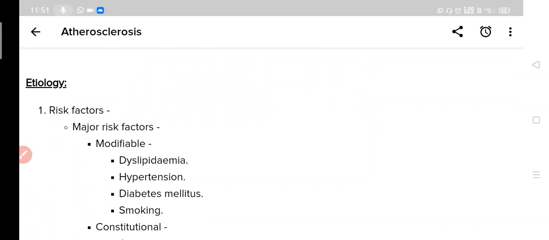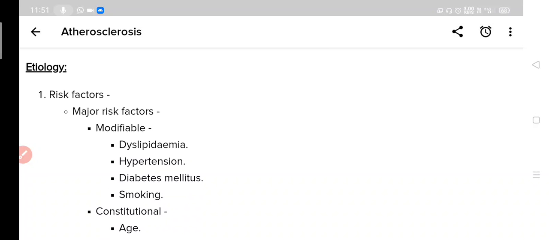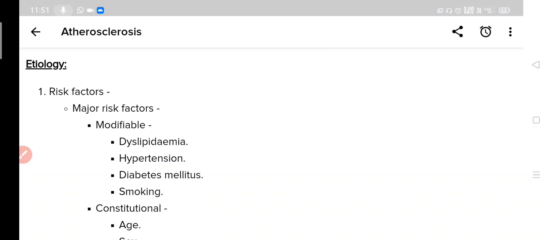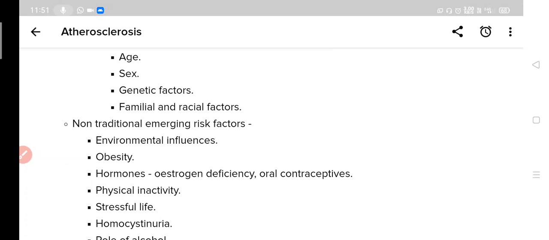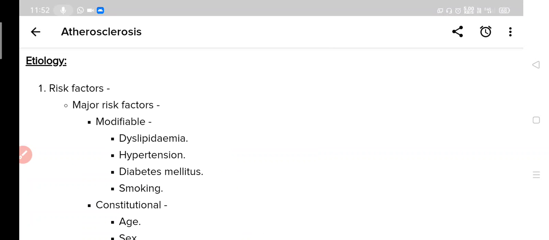Now we will look at etiology. It has a long etiology, so in today's lecture we will only read their names, and in the next lecture I will explain them. In etiology, there are some risk factors which are associated with atherosclerosis.